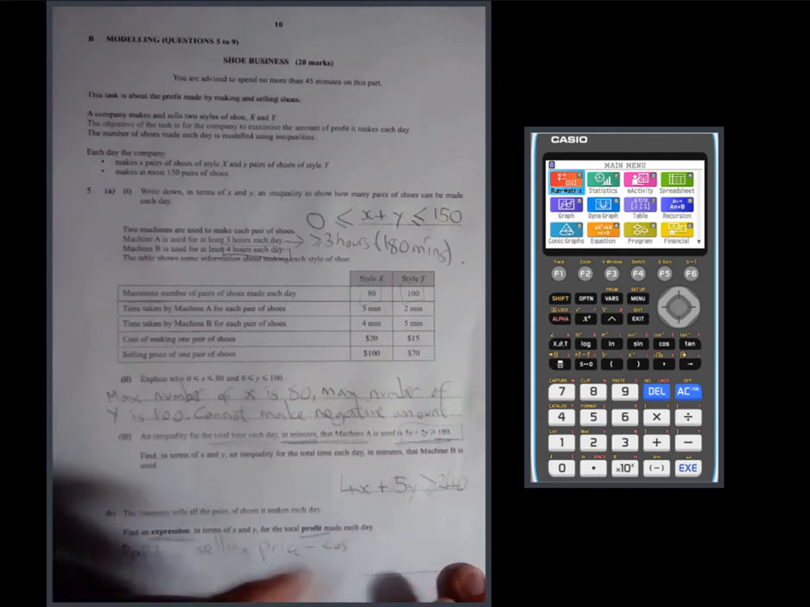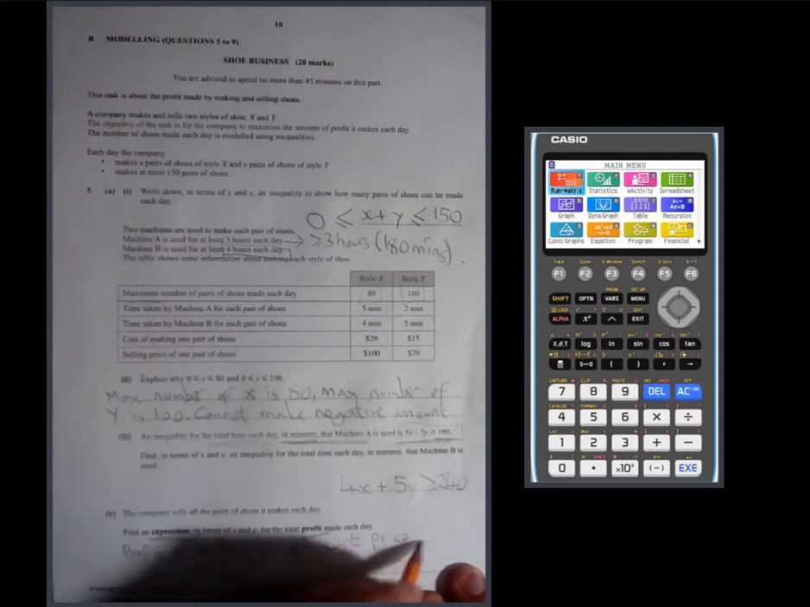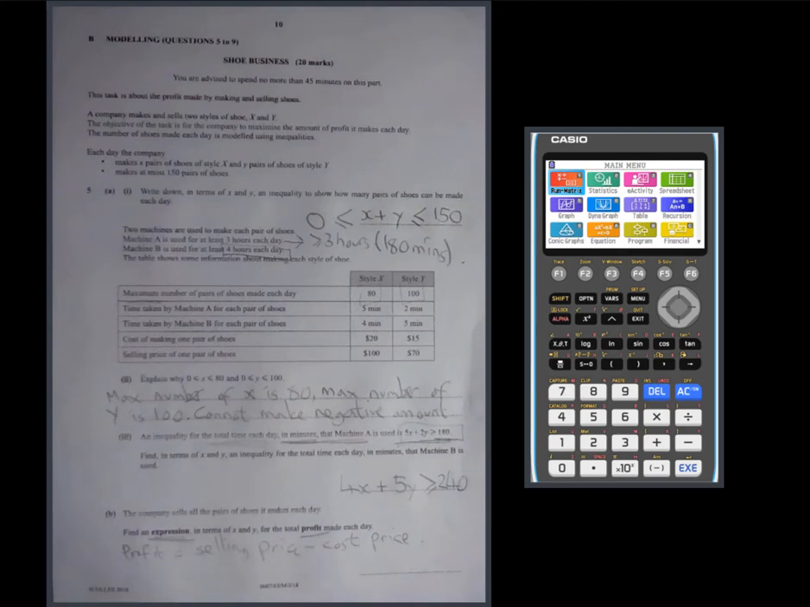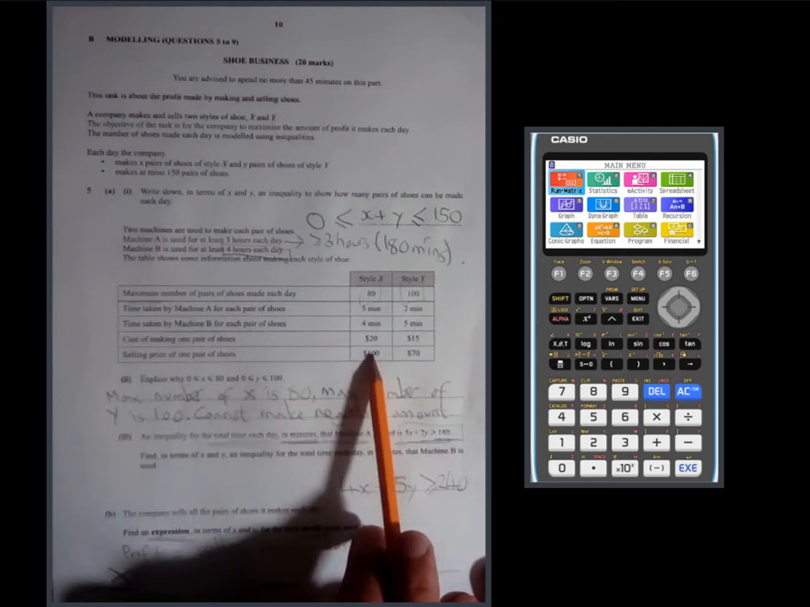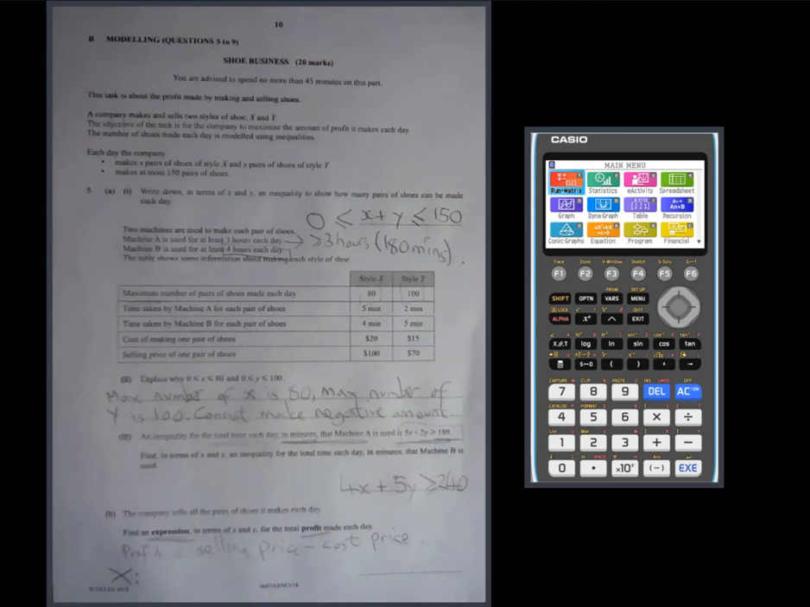minus cost price. As I say, it is really tight for space, which is a bit unfair, but I really can't do anything about that, unfortunately. Profit is selling price minus cost price. So we need the total profit. So that's going to be the profit for X plus the profit for Y, and total means we're going to add them. So for style X, that is going to be the number of X's we make times the profit for each one. So the sale price is 100 and the cost is 20. So that's going to make $80 profit for each pair sold. So that's going to be 80X because that was 100 minus 20.